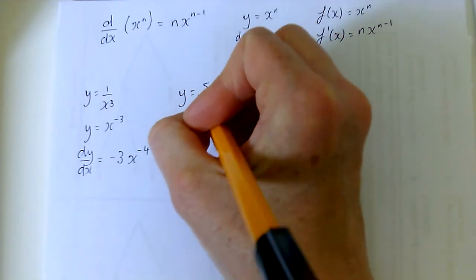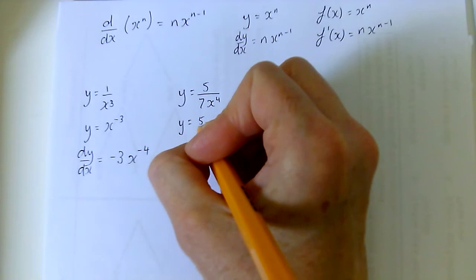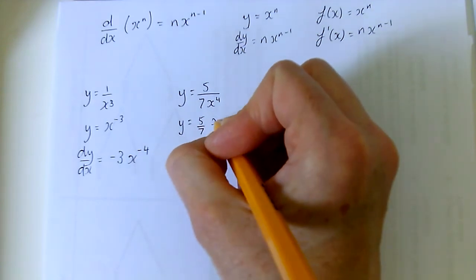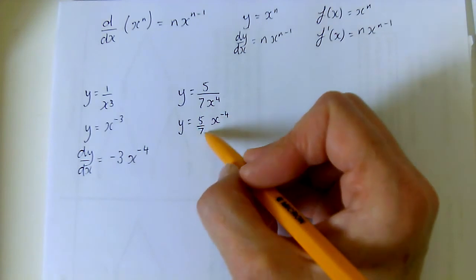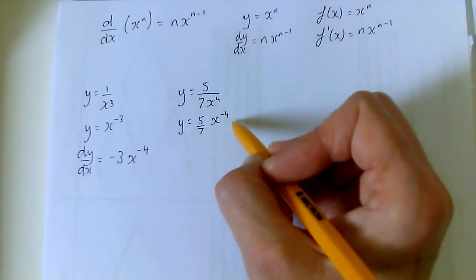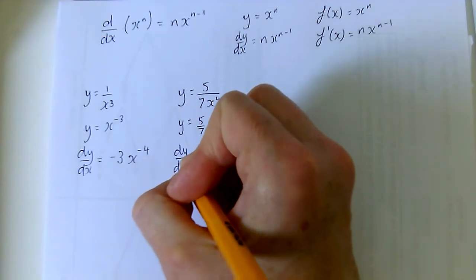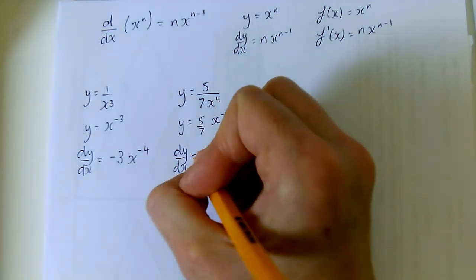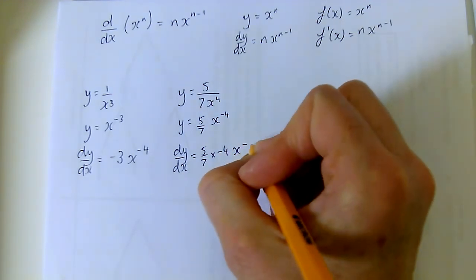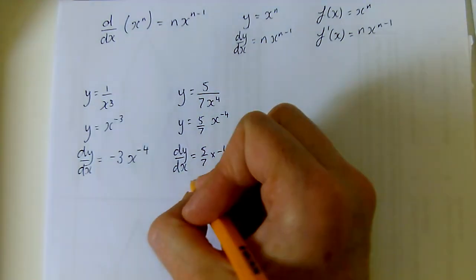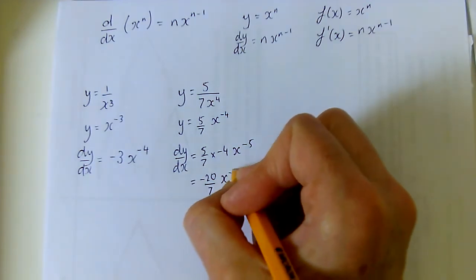So we have 5 over 7x to the 4. Now because we can write that as 5/7 times x to the negative 4, we can now apply our rule, because this is just a number times something in the format for our rule. So the gradient of this curve would be 5/7 times negative 4x to the negative 5. So I'll slightly tidy that up. Negative 20 over 7, x to the negative 5.